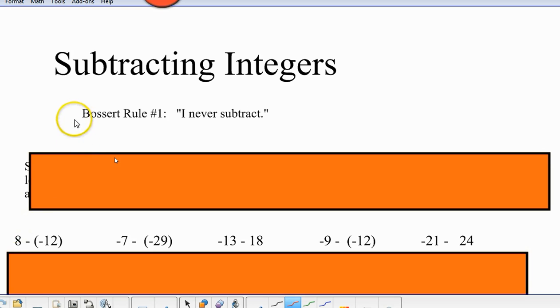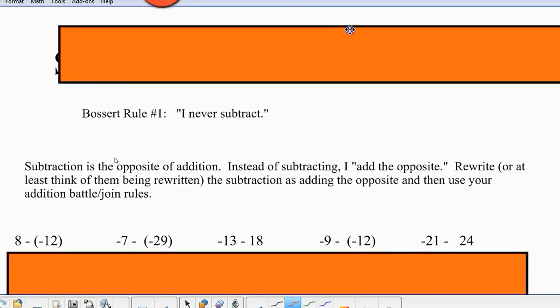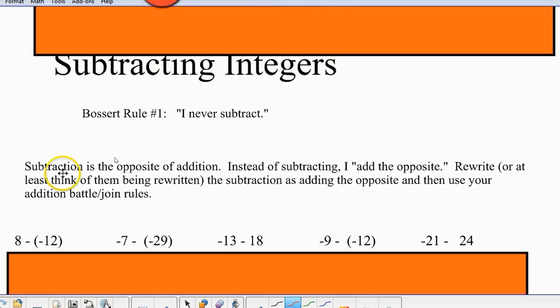All right, positive rule number 1. Again, blow your mind again. Day 2, second time: I never subtract. What? How can you be a math teacher if you don't subtract? Now, here's the thing that will blow your mind. Subtraction does not really exist. It's just a trick that they invented to show little kids when they are talking about the inverse or the opposite of addition. Subtraction is the opposite of addition. So instead of subtracting, I add the opposite.